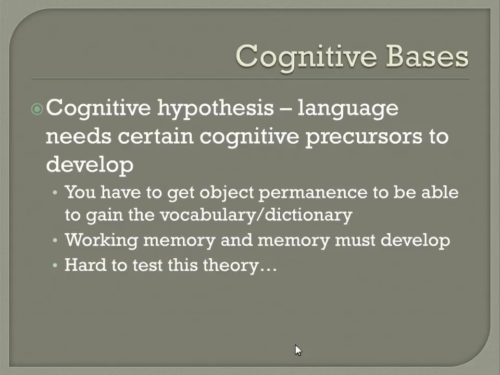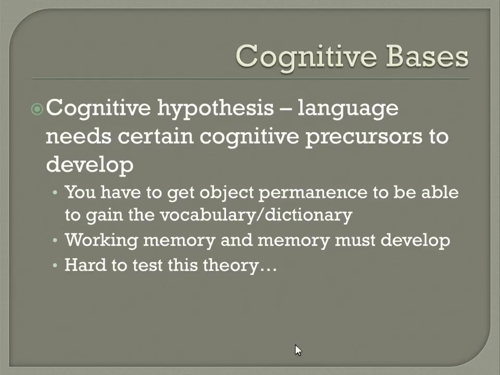So, the cognitive hypothesis for language is that there are certain cognitive precursors that have to develop before you can have language. So this is why you don't just come out yapping. So we have to have certain object permanence to be able to gain vocabulary. You have to have working memory and memory systems for a language to really develop.